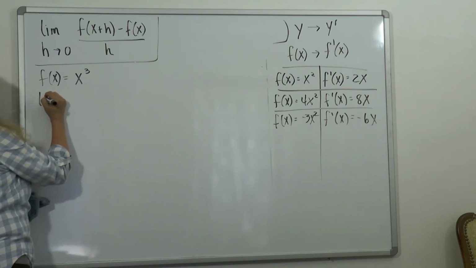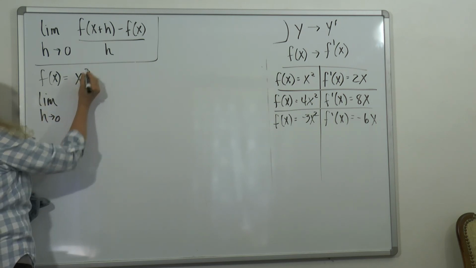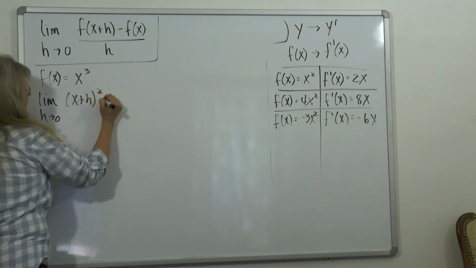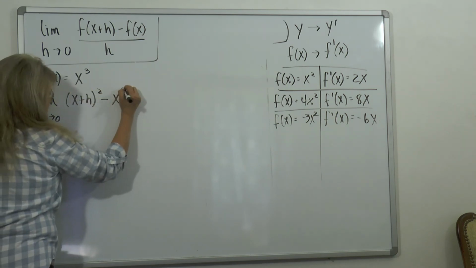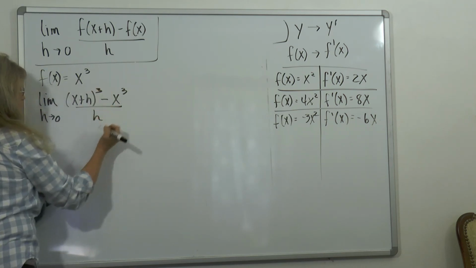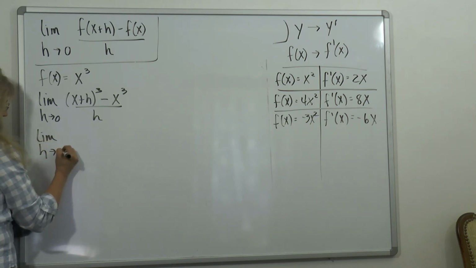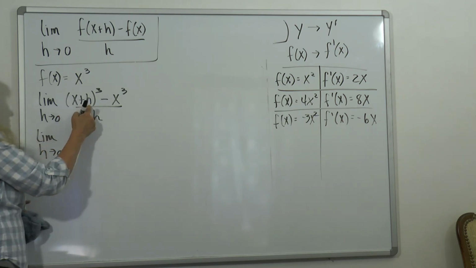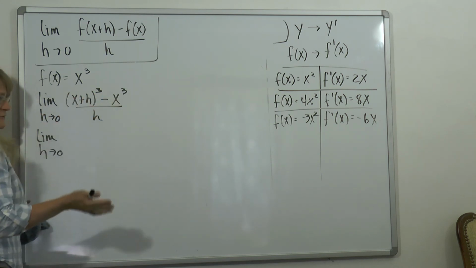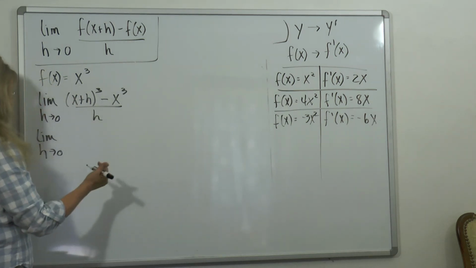Okay, so we'll have our limit as h goes to 0. Replace your x with x plus h. Then minus f of x, which is x cubed, over h. Okay, so now, remember, this is not x cubed plus h cubed. This is x plus h times x plus h times x plus h. I don't care how smart you are, even if you're a computer, the most things you can multiply in one step is one thing times another.